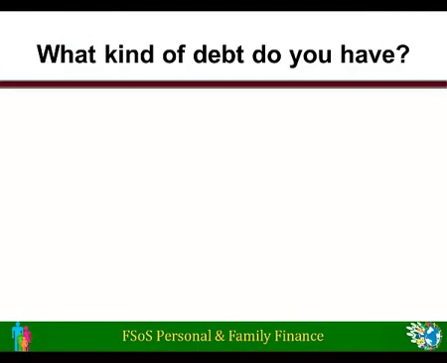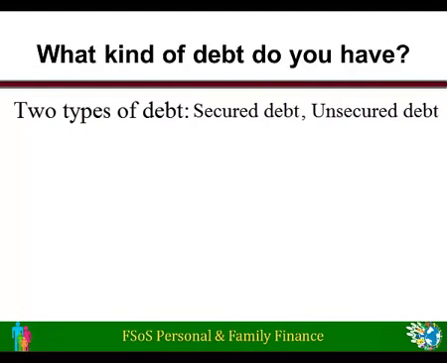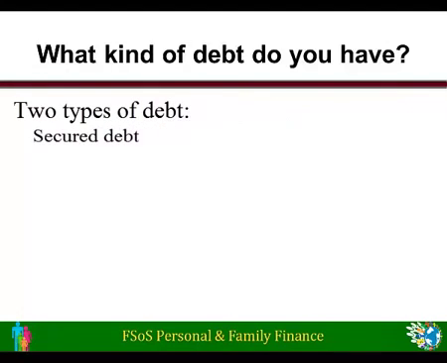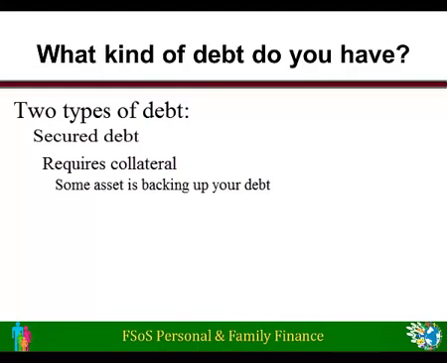Thinking about the amount of debt can be overwhelming, but it is a necessary process in order to understand how much you owe. Some of the basic things to know when reviewing your debt include understanding what types of debt you have. There are two types, secured and unsecured debt. Secured debt is a type of debt that requires collateral. This means that some asset is backing up your debt.